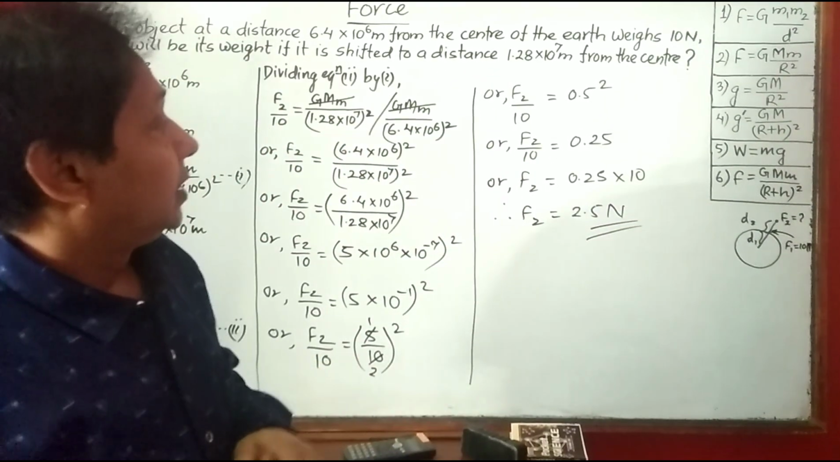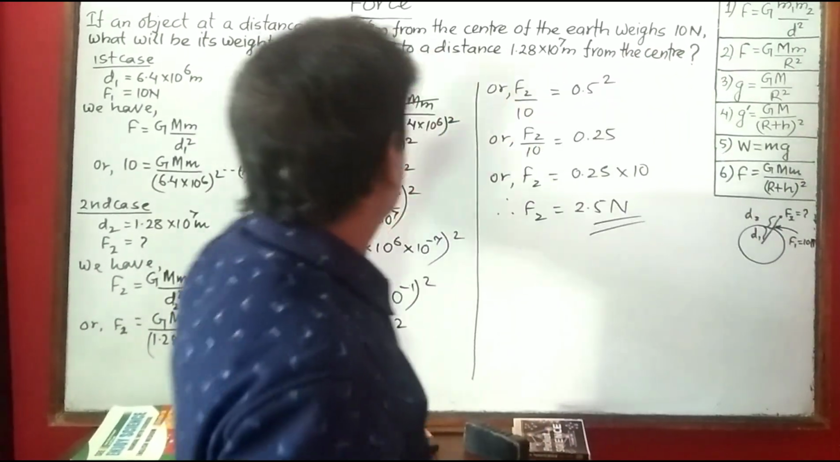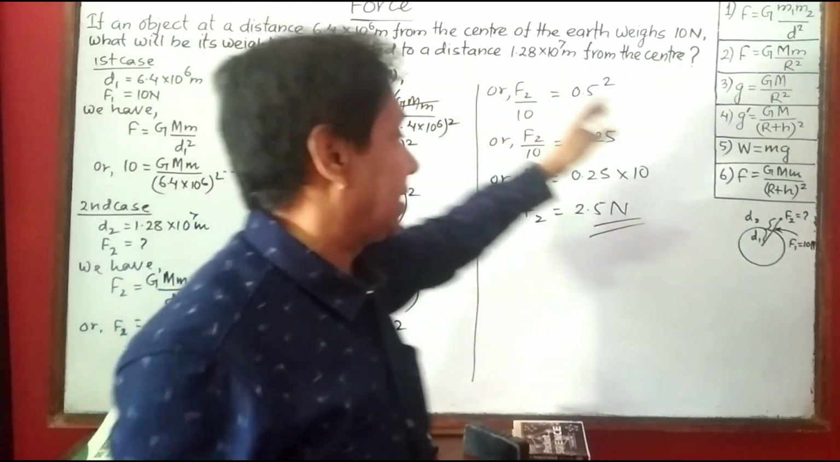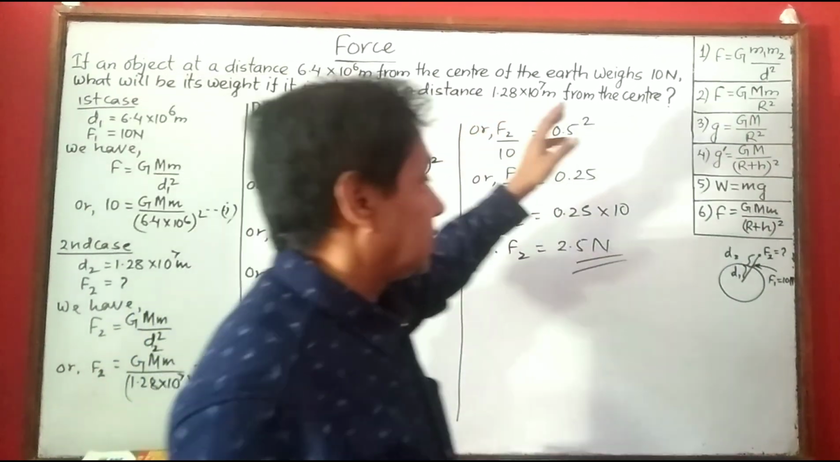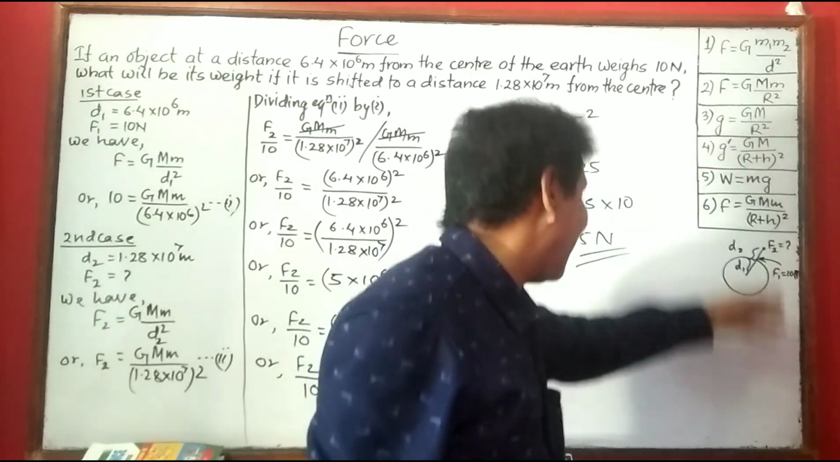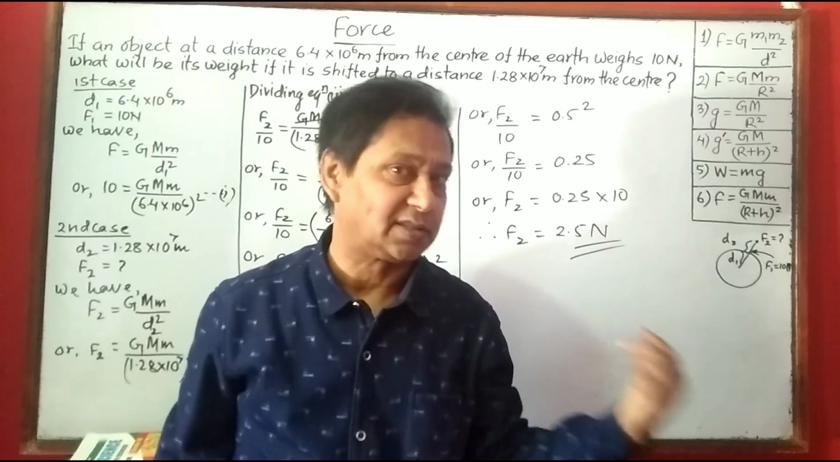It means when a body which weighs 10 Newton at a distance of 6.4 × 10^6 meter is taken to a height of 1.28 × 10^7 meter, then it weighs less, and it weighs 2.5 Newton. This way we can solve the numerical problem.